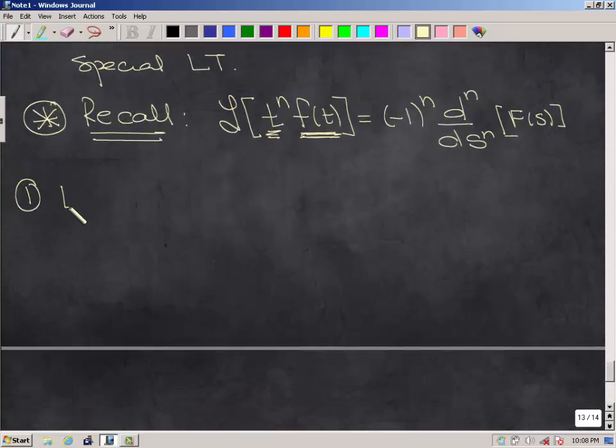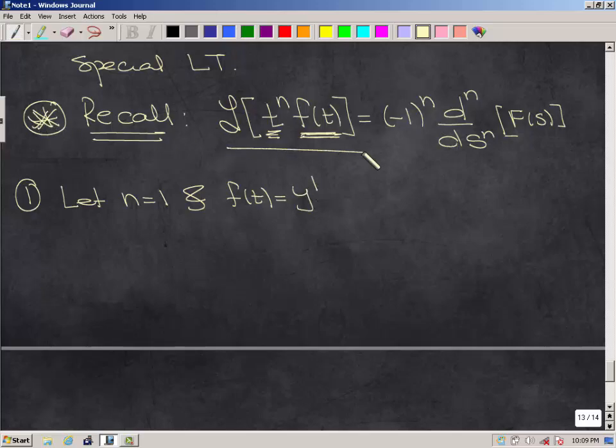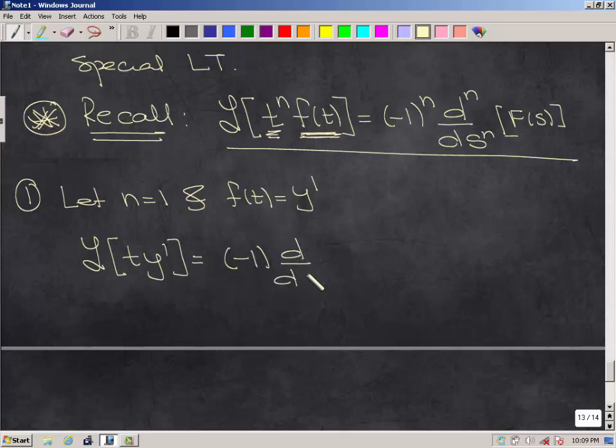So let's take a look at the very first one we're going to do. For the first one, we're going to let n be equal to 1 and f of t be equal to y prime in this expression that I just wrote down. So what do we get? We get the Laplace transform of t times y prime, because f of t is y prime, is equal to -1 times d over ds, okay, times what? Big F of s.